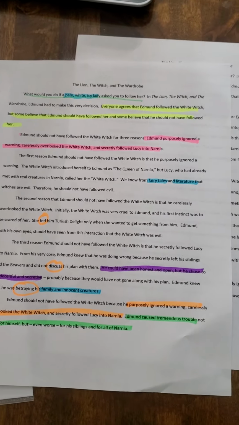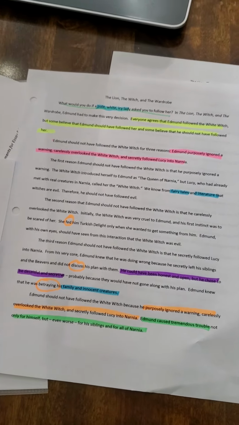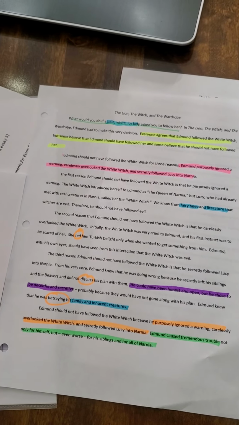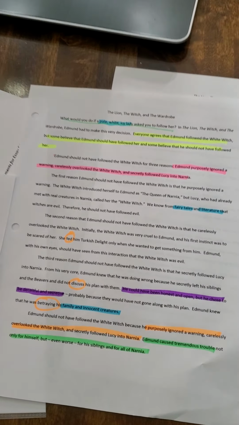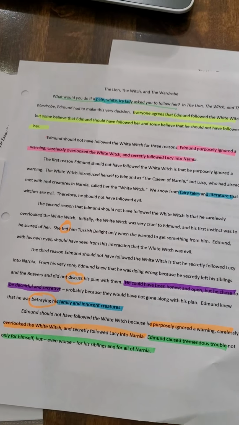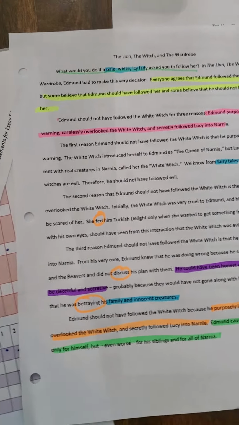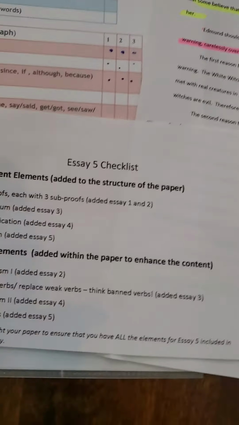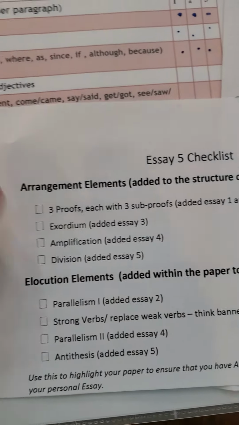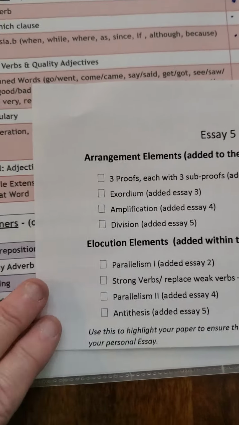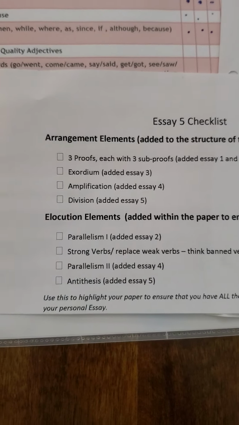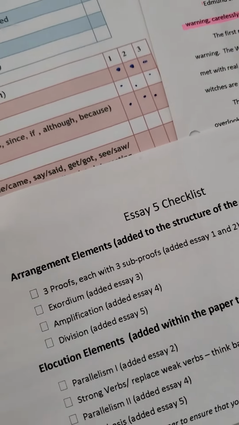I want to see those strong verbs. I want to know what happened. I want to be able to paint a picture of how you are persuading me to feel and to think the way that you feel and think. So keep in mind, when you are working on your checklist, and this checklist is just my format, it's the exact same elements that are in your Lost Tools of Writing checklist.